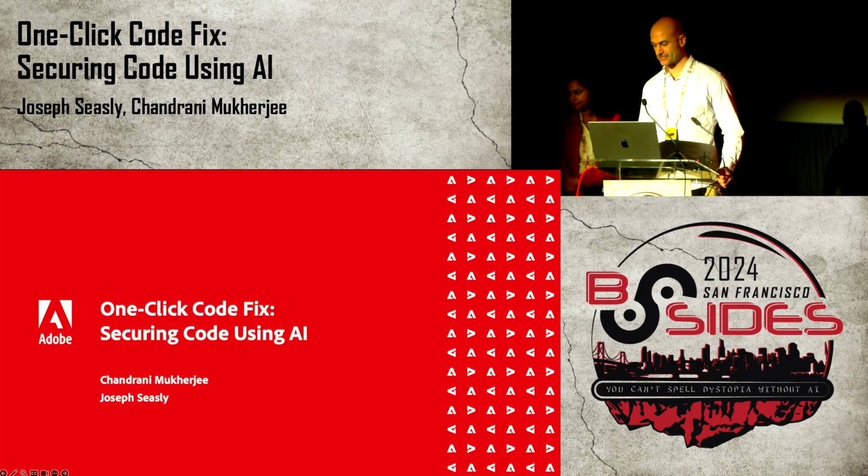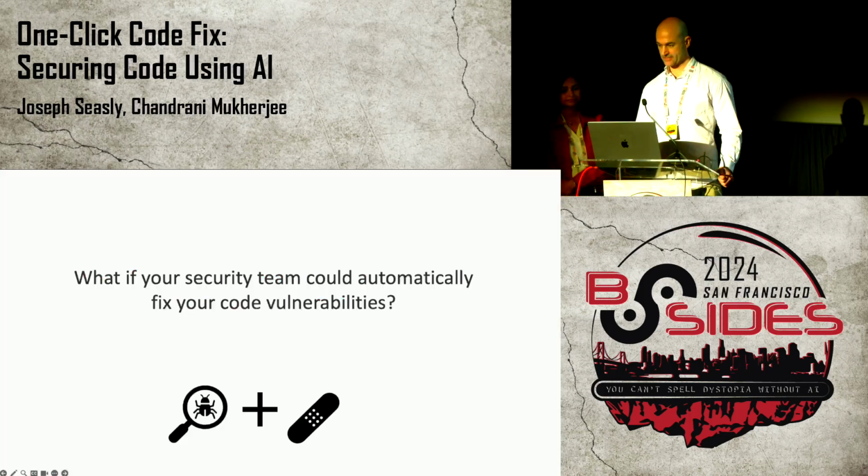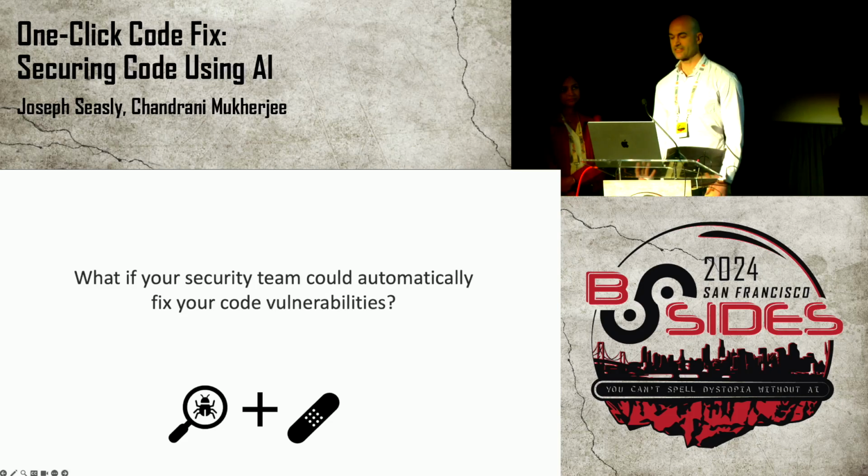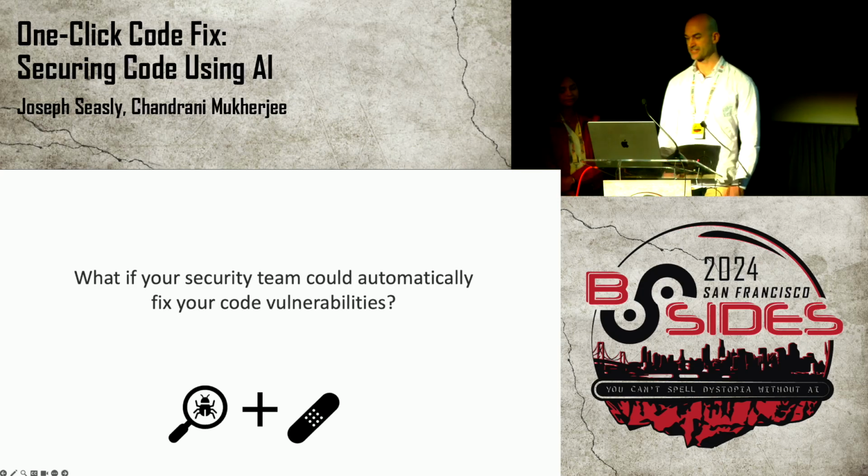All right. So welcome everyone to the last session in between you and happy hour. Today we're going to talk about a big question. What if your security team could automatically fix your code vulnerabilities? Think about this: AI can go through code faster than any human, potentially finding and fixing your vulnerabilities.